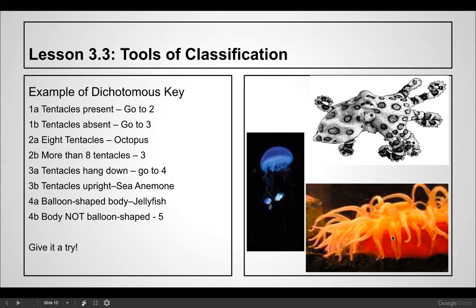So there's your tools of classification, lesson 3.3, biology B. Good luck.